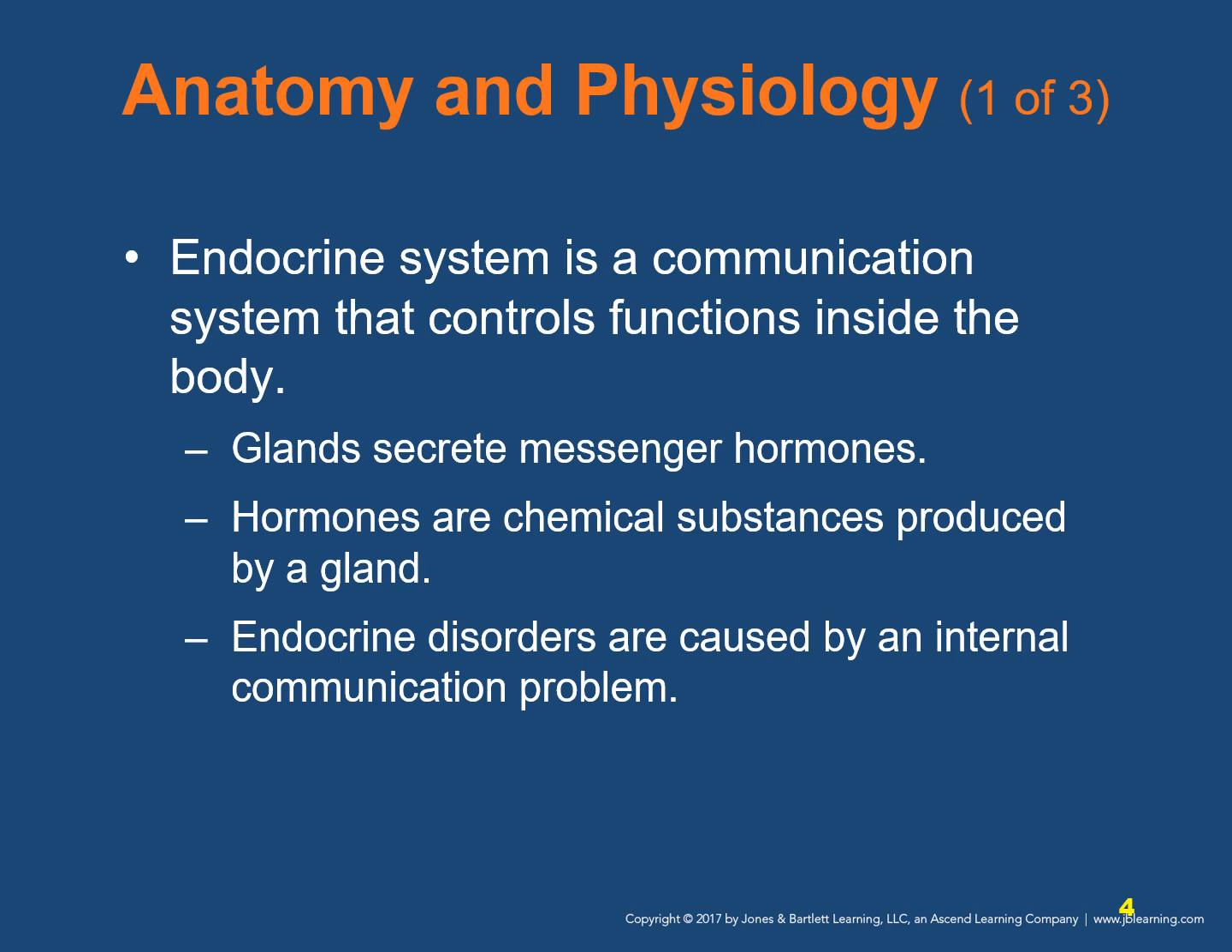Endocrine disorders are caused by an internal communication problem. If a gland is not functioning normally, it may produce more hormone than needed, which is hypersecretion, or not enough hormone, which is hyposecretion. A gland may be functioning correctly, but the receiving organ may not be responding.